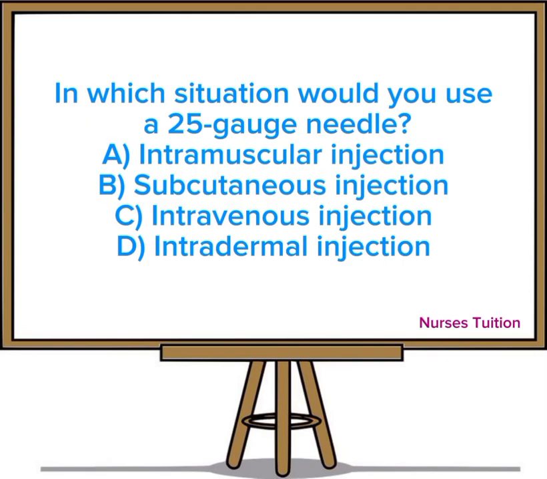In which situation would you use a 25-gauge needle? A. Intramuscular injection. B. Subcutaneous injection. C. Intravenous injection. D. Intradermal injection.